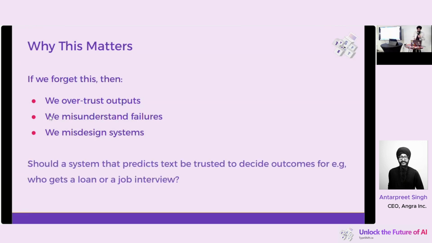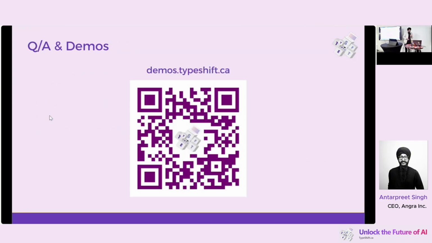So just a question for you guys in the end to reflect upon: should a system that predicts text be trusted to decide outcomes? For example, who gets a loan or a job interview? And yeah, that's about it.